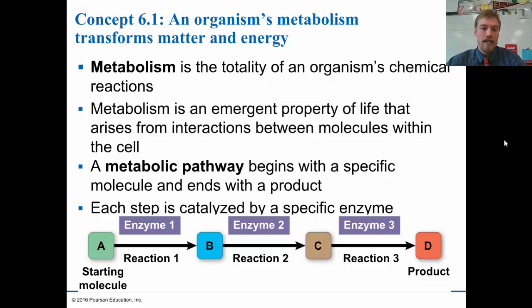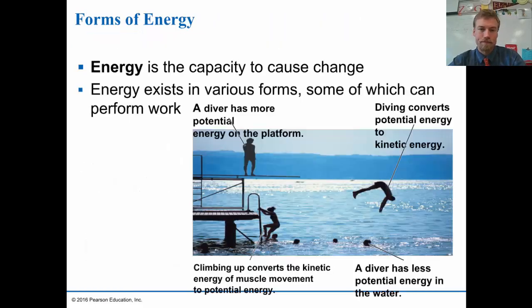A metabolic pathway is a specific pathway where we begin with a specific molecule and we end with a specific product. We're going to take a look at several metabolic pathways throughout this unit. When metabolic pathways happen, you don't typically go directly from the beginning molecule to the product. Instead, it's a step-by-step process where we have our starting molecule and several reactions take place, and those steps are catalyzed by specific enzymes, and we'll talk more about enzymes and how they function later on.